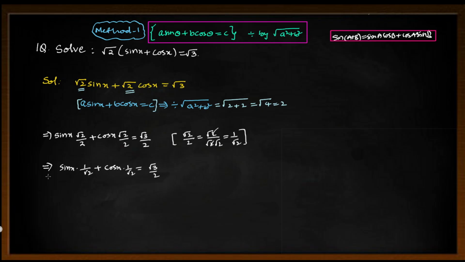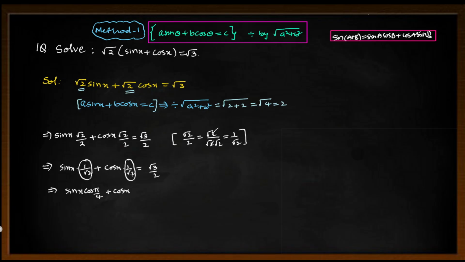If we want to convert this equation in the form of sin of a plus b, we need this 1 by root 2 in terms of cos, and 1 by root 2 in terms of sin. So I am writing sin x as it is, and 1 by root 2 in terms of cos, so cos pi by 4. Cos pi by 4 is how much? 1 by root 2. So in the place of 1 by root 2, can we write cos pi by 4? Yes.